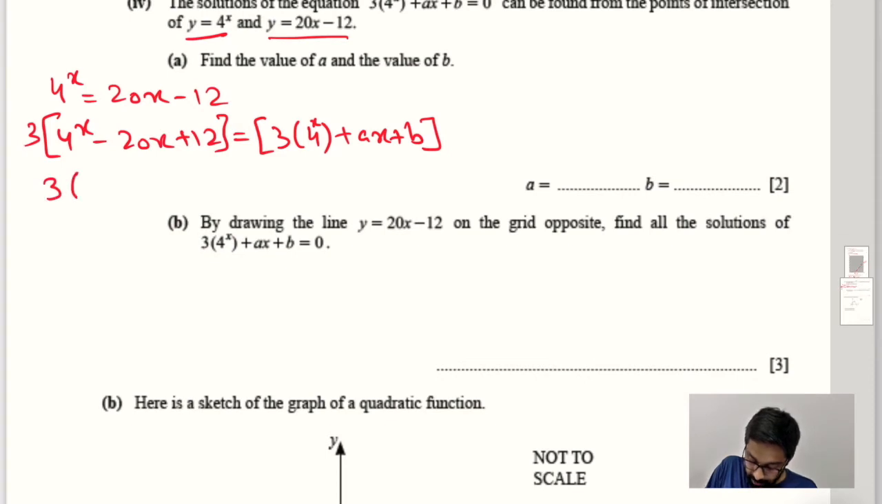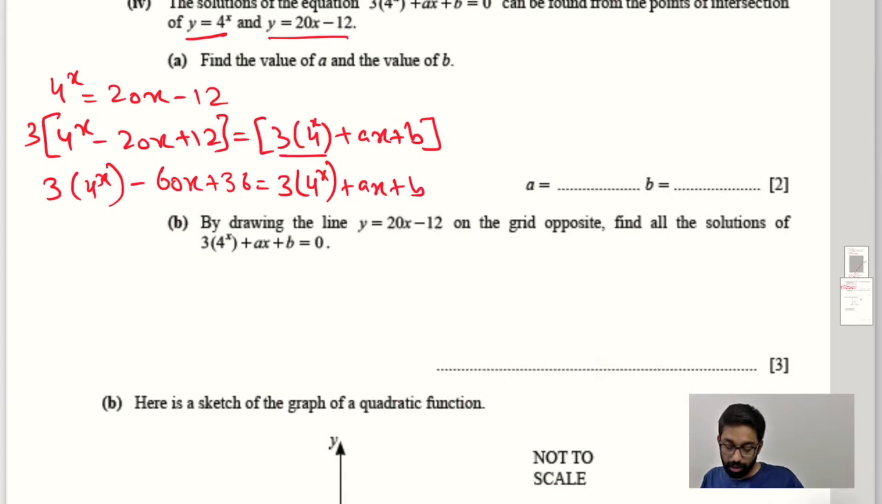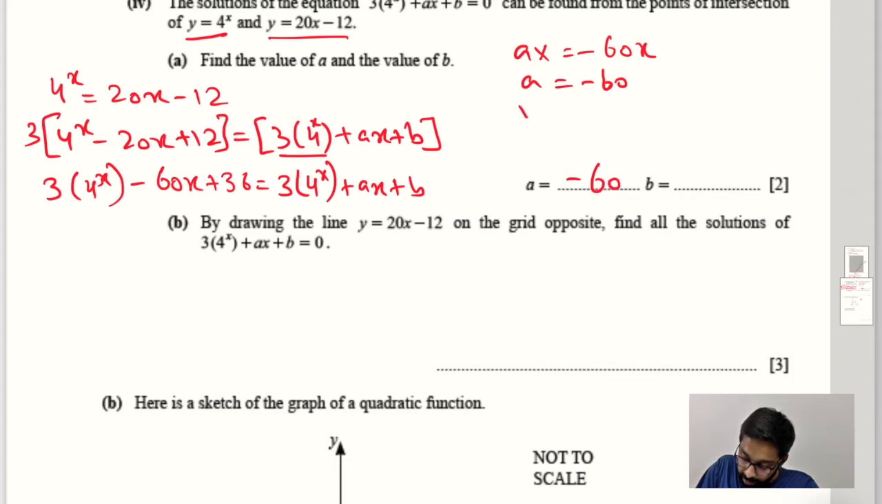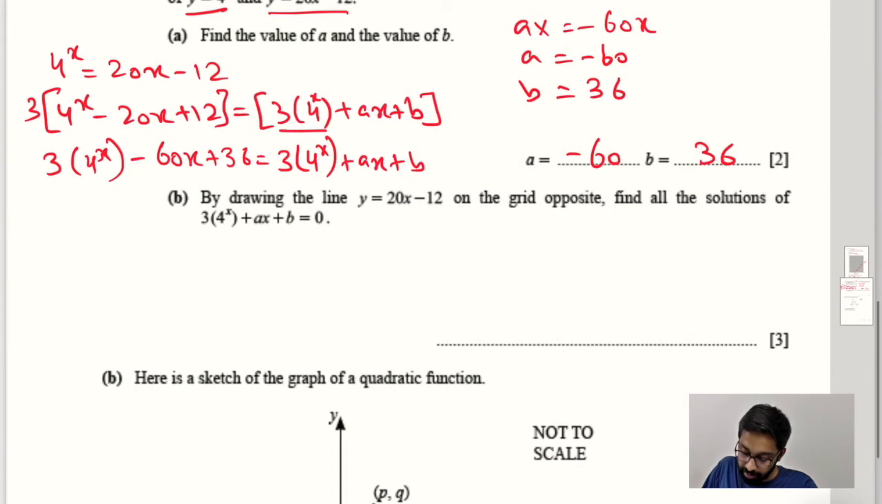So I get 3 times 4 to the power of x minus 60x plus 36 equals 3 times 4 to the power of x plus ax plus b. Okay, now ax is equal to negative 60x. That means a is equal to negative 60. So I write a as negative 60 and then b is equal to 36. So these are the two values. Because you're trying to find these values by looking at this part of this equation and this part of this equation. That is why I equated both of them. I hope this made sense.